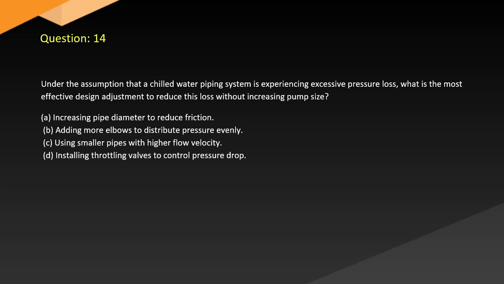A. Increasing pipe diameter to reduce friction. B. Adding more elbows to distribute pressure evenly. C. Using smaller pipes with higher flow velocity. D. Installing throttling valves to control pressure drop.